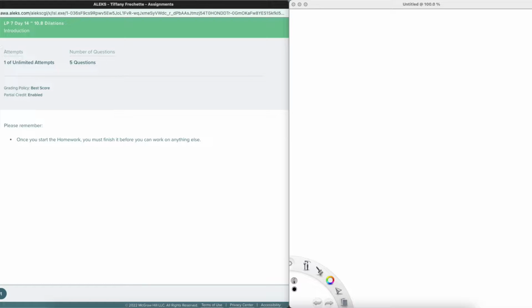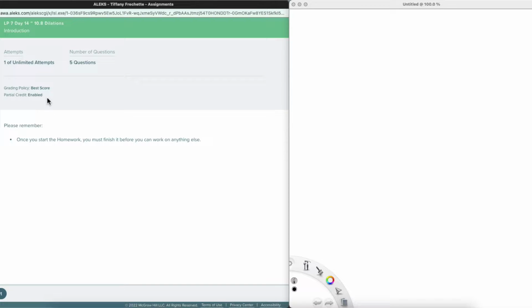The first thing you should see on your screen is a due date. I don't see that on my teacher preview, but you will see it on your student side. The second thing is the number of attempts. We always have unlimited attempts on homework, tests, and quizzes. Number of questions just tells you how many are in this particular assignment. Grading policy is best score, so whichever attempt is the best one is the one you keep.